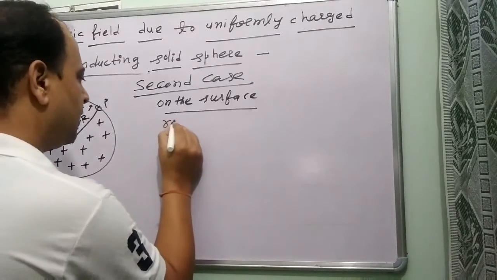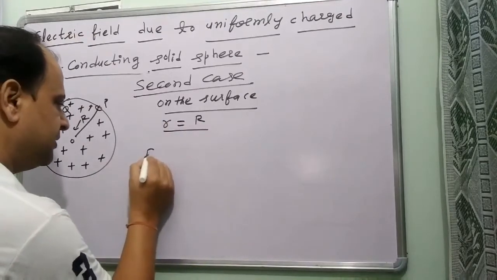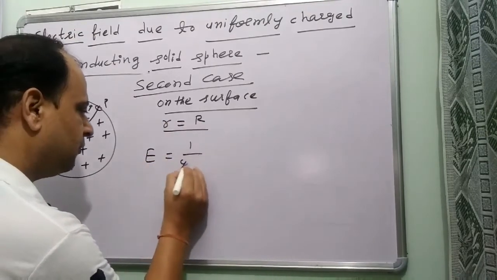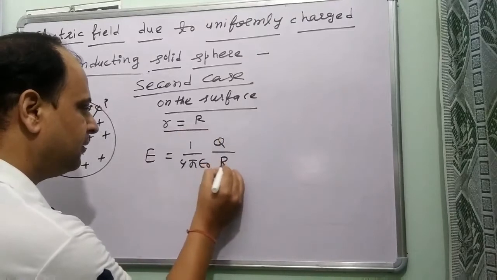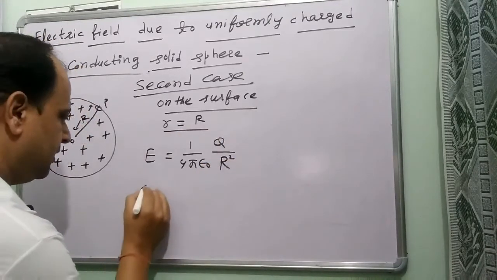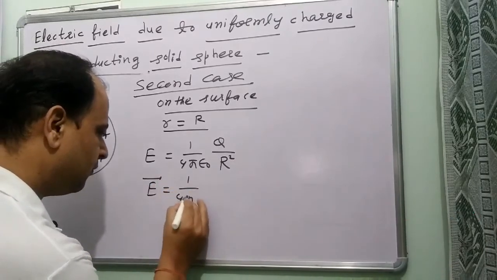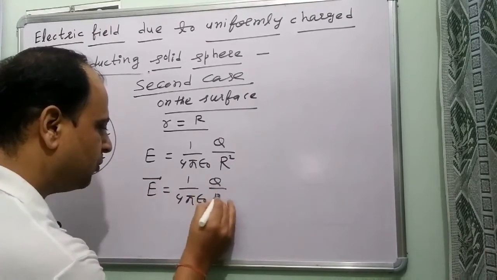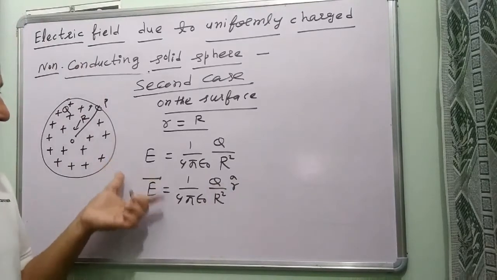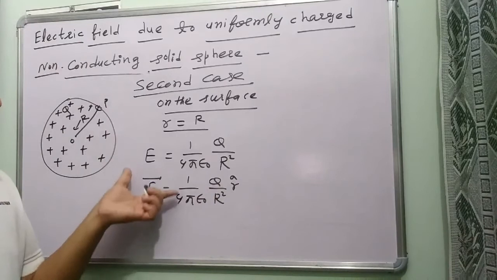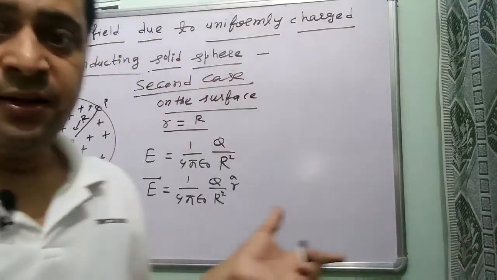Now small r is equal to capital R. Then the electric field is 1 upon 4 pi epsilon naught q upon R square. In vector form, 1 upon 4 pi epsilon 0 q upon R square r cap. This is the formula on the surface of a non-conducting uniformly charged solid sphere.